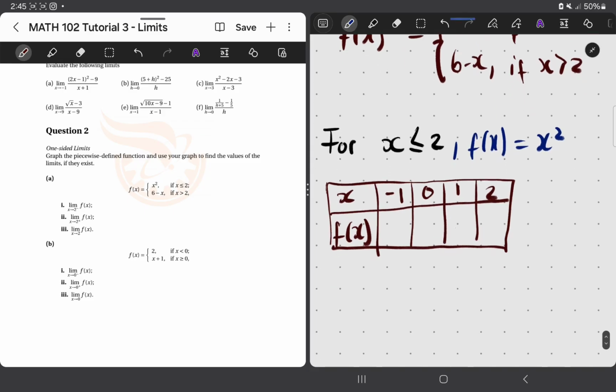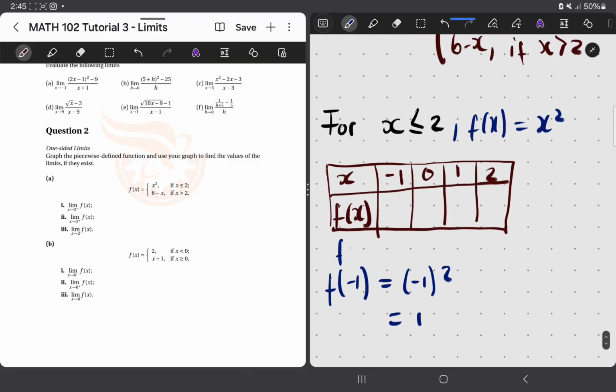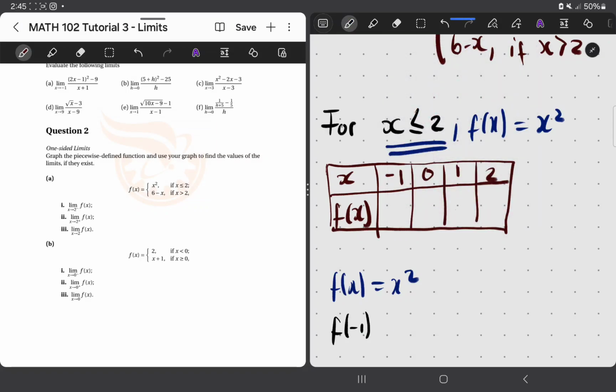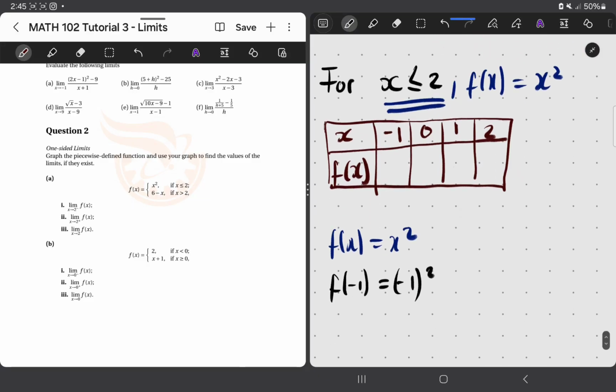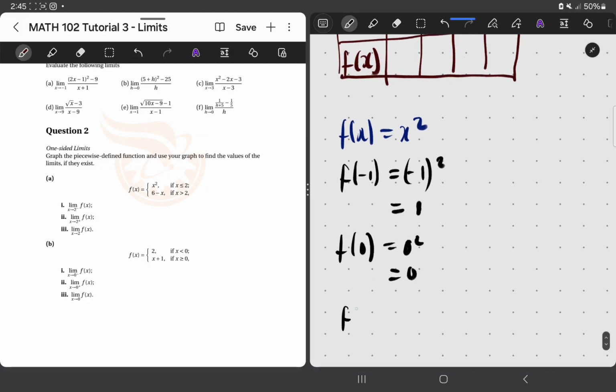So if you want to find the values, you'll be saying f of negative 1 will be, instead of x squared, minus 1 squared, which is going to be 1, okay? Because you would have put below the table a reminder that f of x is equal to x squared, because you are dealing with x less than or equal to 2. So f of minus 1 is going to be minus 1 squared, which is just 1. Then f of 0 is going to be 0 squared, which is just 0. Then f of 1 is going to be 1 squared, which is just 1.